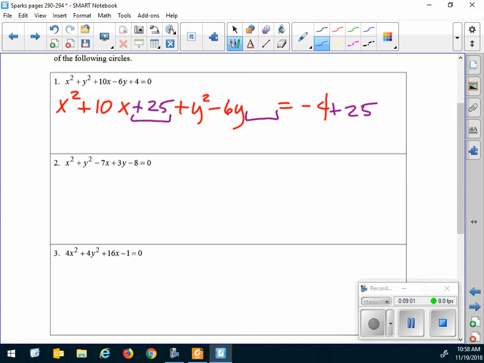Now, how do I finish or complete the square right here? Plus 9. Now, if I have put the right numbers in purple, and we have, then we'll be able, gentlemen, to factor into something times itself. X squared plus 10x plus 25 is x plus 5 quantity squared. And plus y squared minus 6y plus 9 factors into y minus 3 quantity squared.